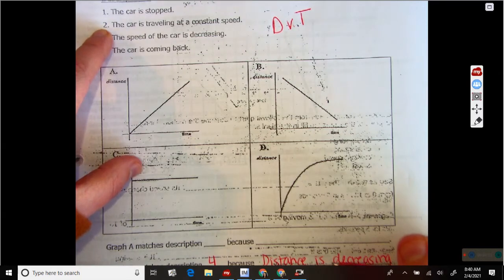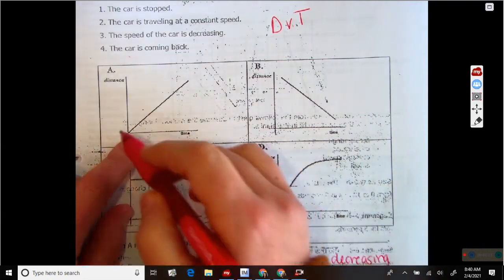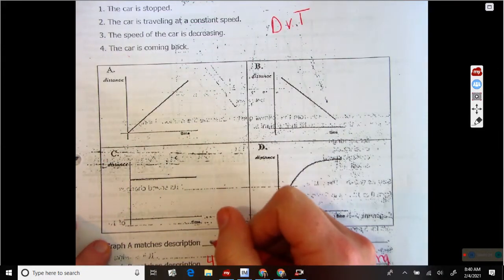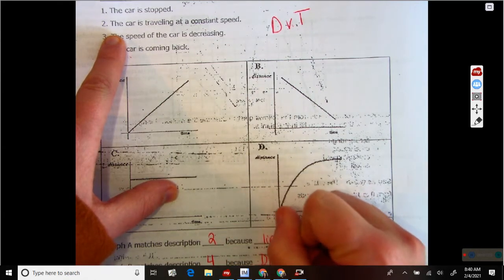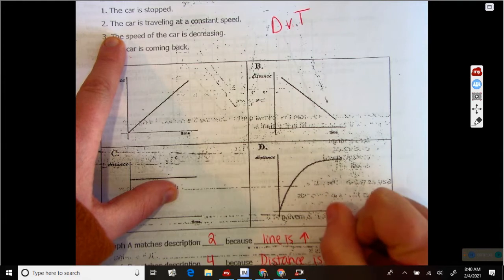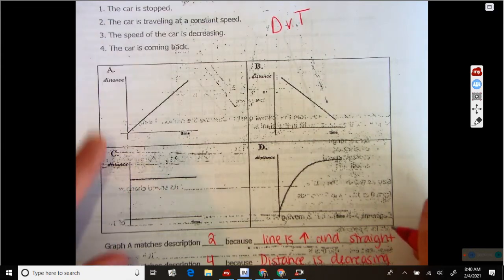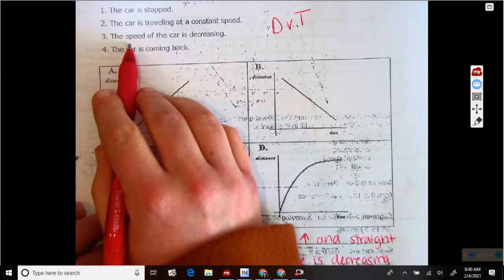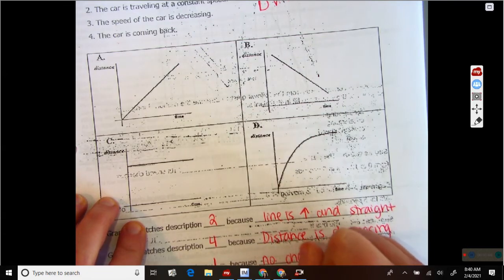2 says the car is traveling at a constant speed. Remember we said our line has to be straight. We only have these 2 left. This line is straight. That means we haven't changed our speed. Our distance is increasing. So A would be the car is traveling at a constant speed because the line is increasing and straight. In graph D, it's increasing and then it kind of comes to a flat line. So the speed of the car is decreasing because it flat lines at the top.